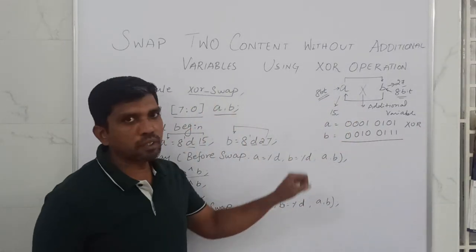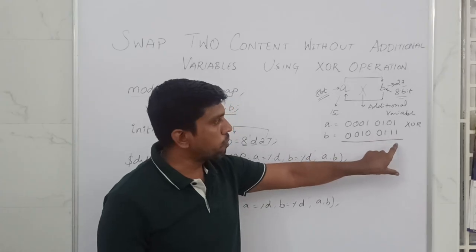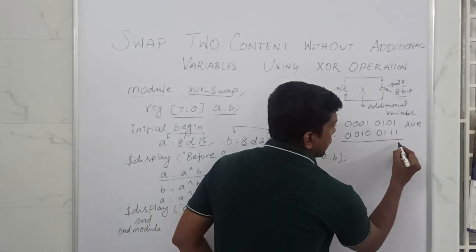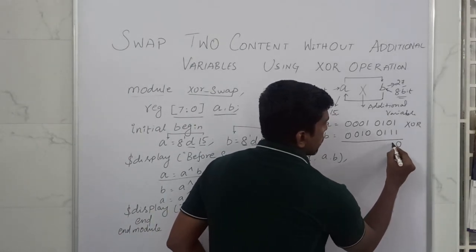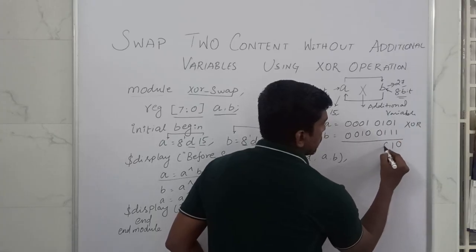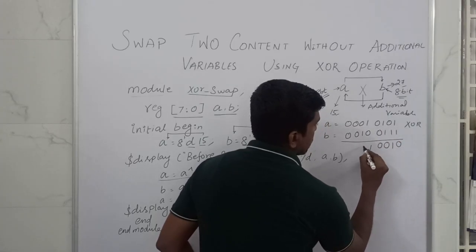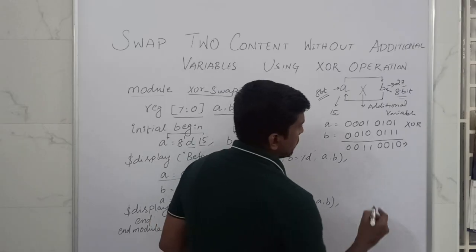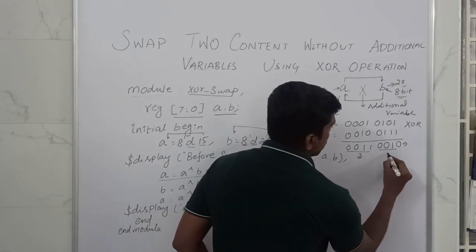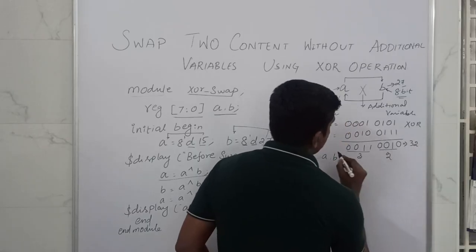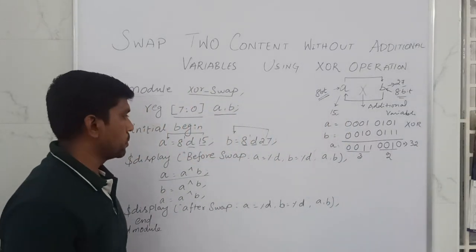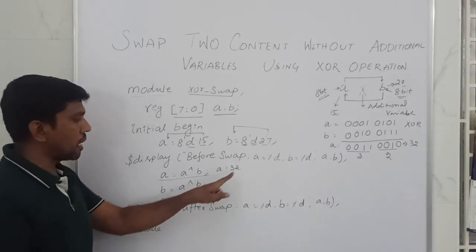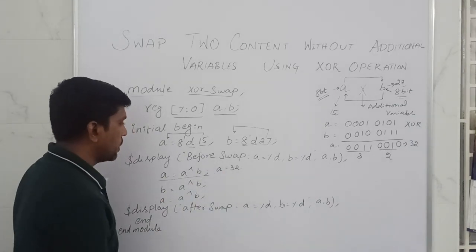What is the property of the XOR gate? When both inputs are the same, the output is 0. When the inputs are different, the output is 1. So 1 XOR 1, output is 0; 0 XOR 1, output is 1. After doing the XOR operation, the A value is 32. Now the A value is 32, so 32 is assigned to A.